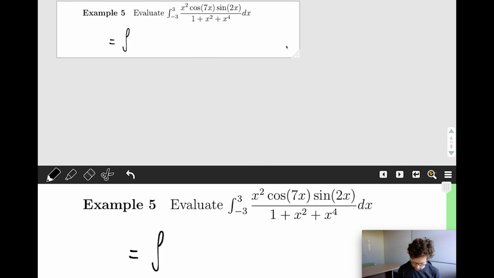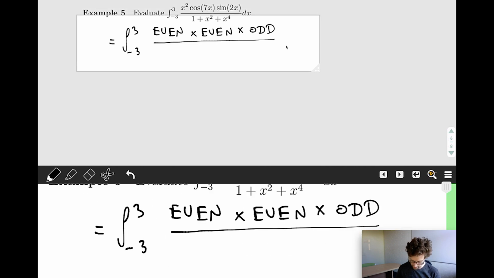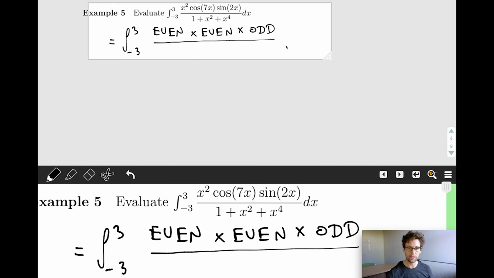This is equal to the integral from minus 3 to 3 of x squared. Well, that's an even function. If I replace x with minus x, I get the same function. That's multiplied by cosine 7x. Well, we know that's an even function. Multiplied by sine 2x, well, that's odd. And this whole thing is then divided by 1 plus x squared plus x to the fourth.